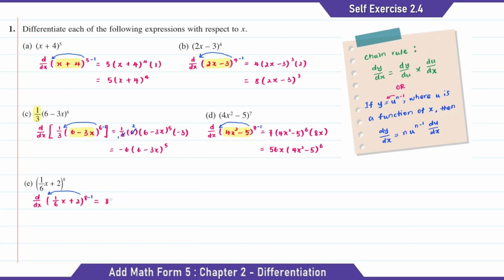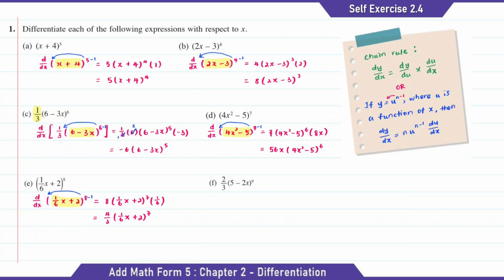Question E, (1/6 x + 2)^8. This is equal to 8(1/6 x + 2)^7. Then differentiate the terms in the bracket, which is equal to 1/6. Next, multiply 8 and 1/6, which is going to be 4/3 (1/6 x + 2)^7.